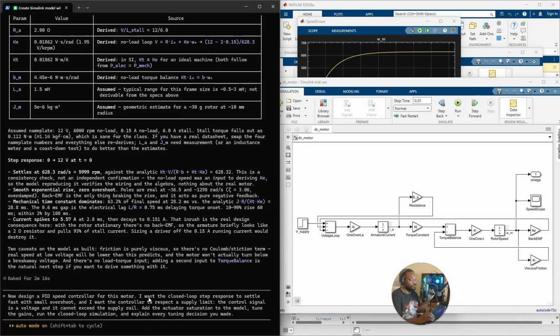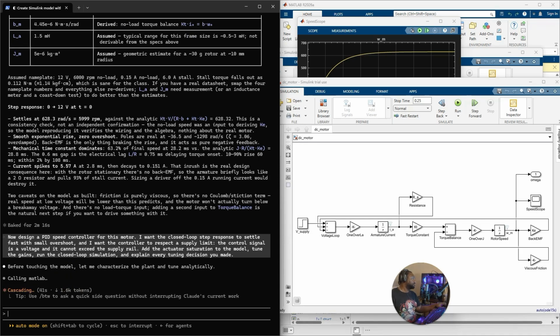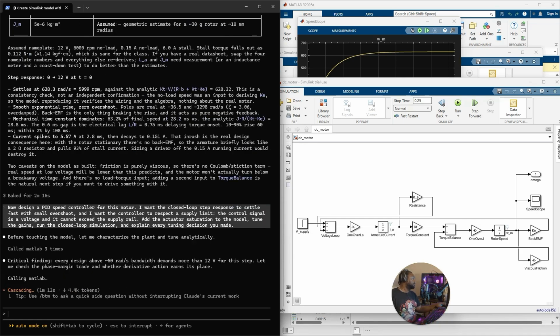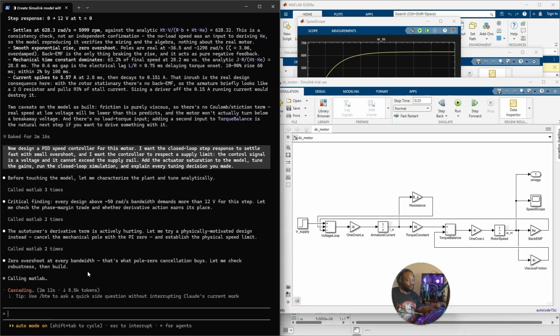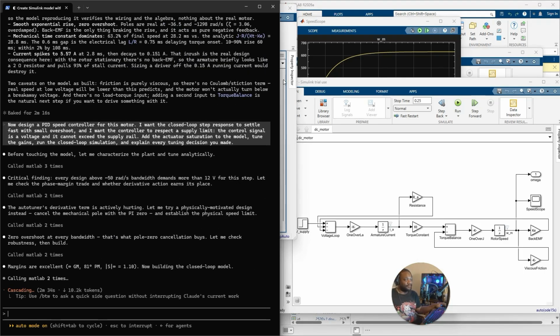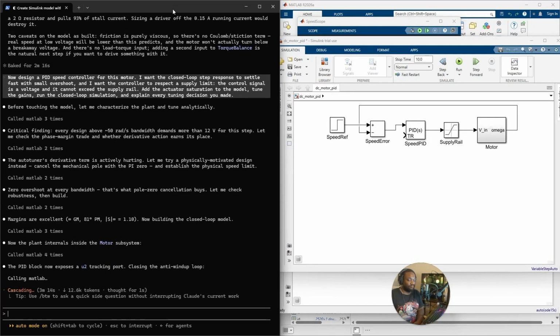So I planted a trap in this prompt. The saturation requirement sounds like a little detail, and it's this detail that separates simulation from real hardware. An ideal PID controller will happily command 500 volts or something crazy to hit a fast settling time, and the simulation will look beautiful because nothing in an unlimited model says no.